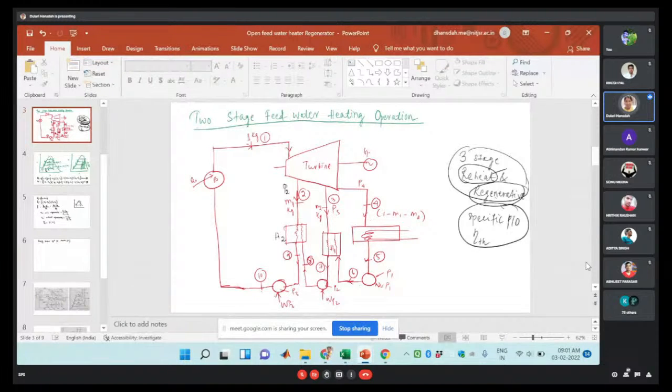So here it is the H3, right? First let me write down the first equation. This is heater one. Condensate will enter, that is 1 minus M1 minus M2 amount, and here it is M2. The point is your H3, right?